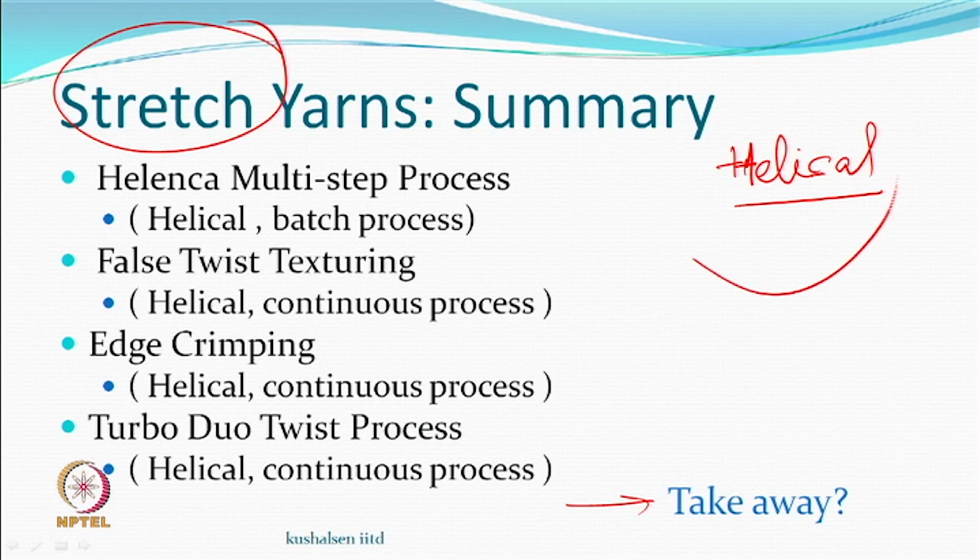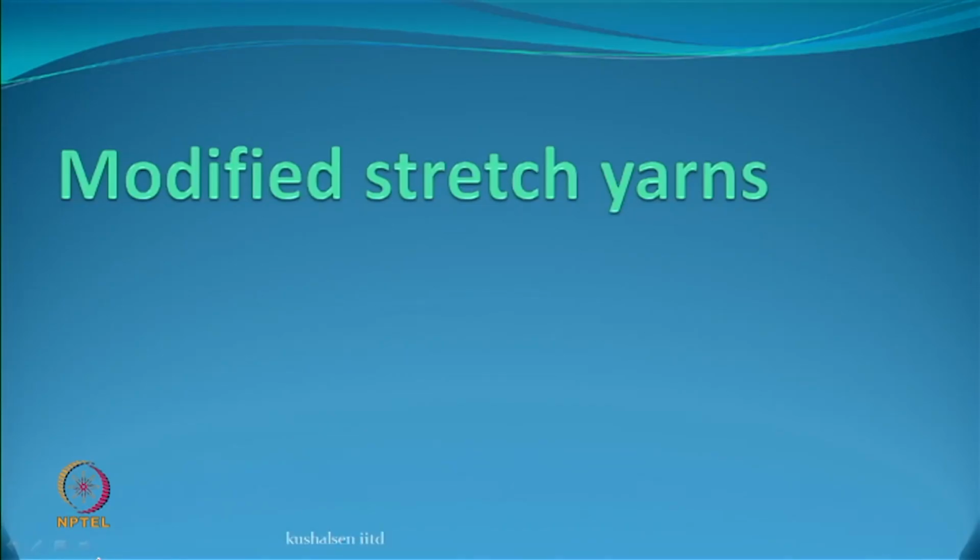Of course, this will be related later with the denier of the filament, the diameter of the yarn, etc. They will be responsible, but definitely you can take away it must be helical, and all of them produce helical. So what it also means is if you have another process, continuous process or any other process which can give you helical structure, you will be able to produce a stretch yarn.